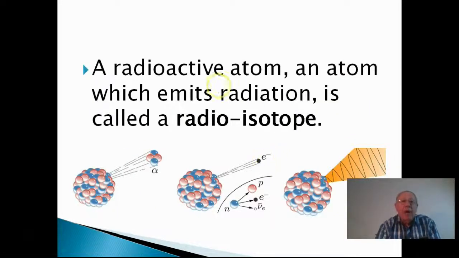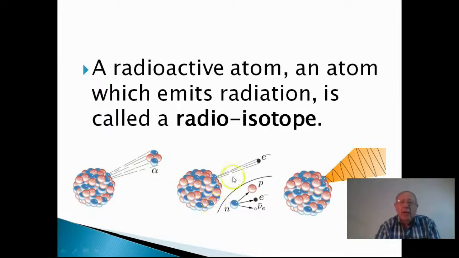We have radioactive atoms. And when we're talking about those, we're talking about atoms which emit some sort of radiation, particle, or in some instances it's a photon. Here, for example, we've got an alpha particle coming out of a nucleus, and they often call that alpha decay.